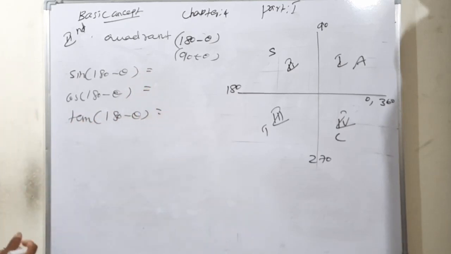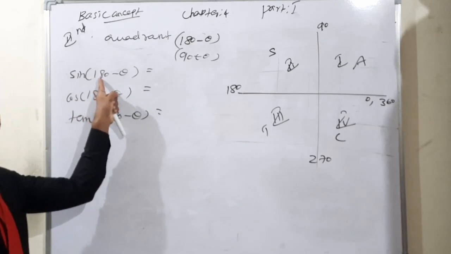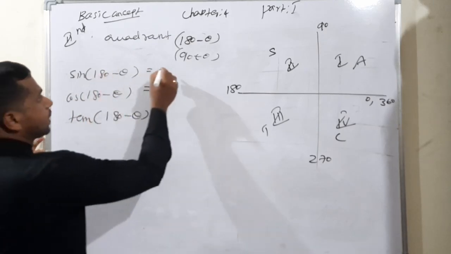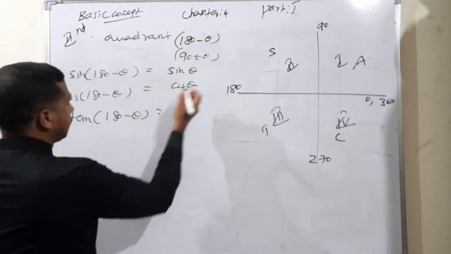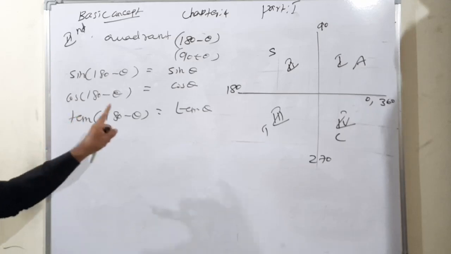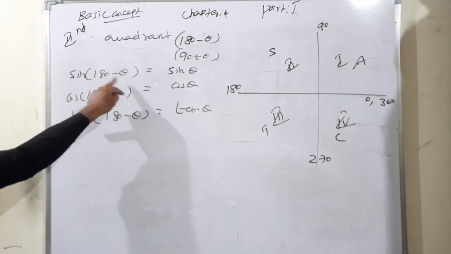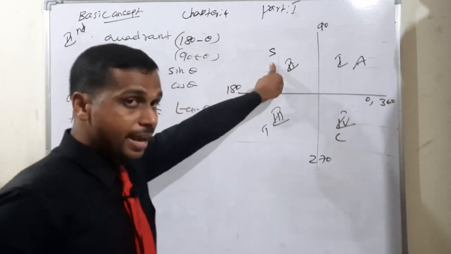So sin 180 minus theta, what will happen? 180 minus theta means this is horizontal. Horizontal means same name. Sin means sin only will come, sin theta. Cos means cos theta only. Tan means tan theta. But you have to look at the sign. 180 minus means it lies in the second quadrant. Second quadrant means only sin is positive.